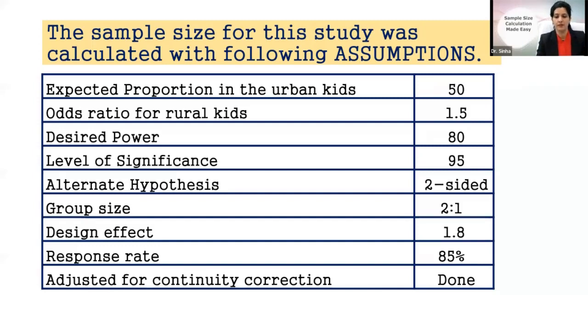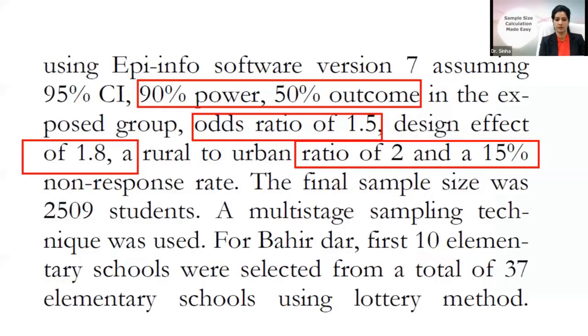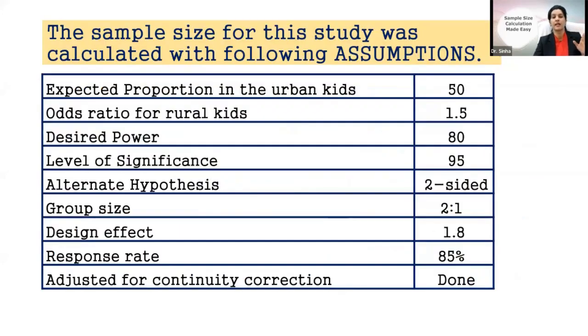So 835, the correct answer is, let's see, 835. You can see here the author has also written, I think, 2509, but in this case, because he has written 2:1, that ratio of 2:1, if you add one more, this 835 is in each arm. Remember, be careful, it will be 835 in each arm. So twice of that will be in rural. So 835 into 3 will be the actual sample size.